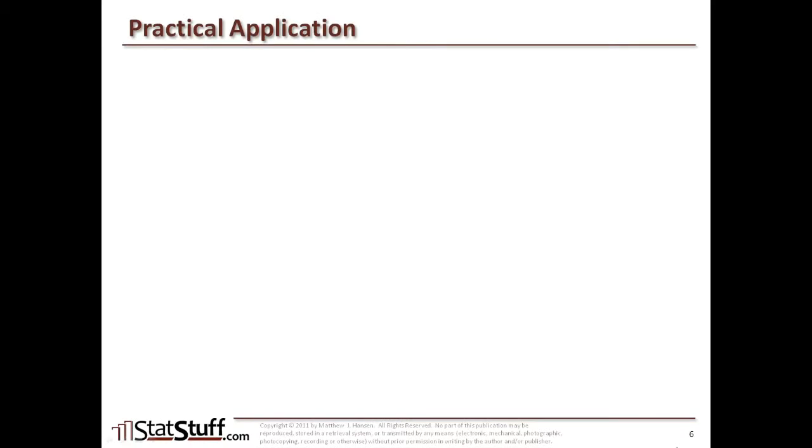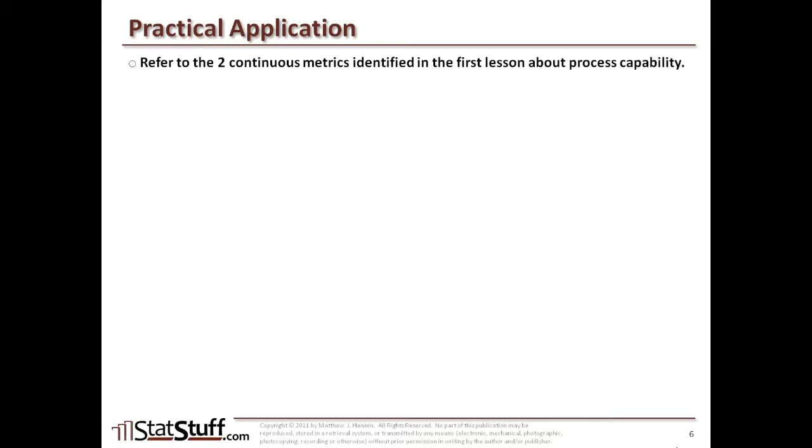All right, before we close this lesson, let's discuss how we can apply some of these concepts in a practical way. To this point, we would try to walk through using some data through that drill down as we figure out how to calculate the process capability. So what I'd like you to do is refer to two continuous metrics that you identified in the first lesson, when we began looking into process capability. For each one of those metrics, try to answer the first three steps of this drill down as we calculate the process capability.